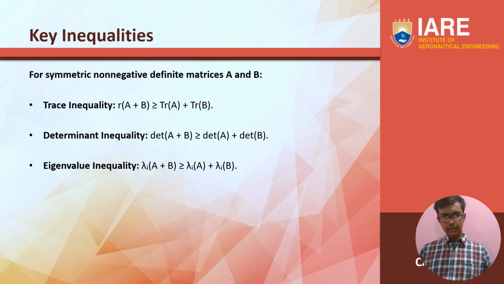And last, the eigenvalue inequality is that the eigenvalue of the sum of those two matrices is greater than or equal to the sum of their eigenvalues. That means eigenvalue of A plus B is greater than or equal to eigenvalue of A plus eigenvalue of B. These three are the key inequalities in the scenarios of such matrices.